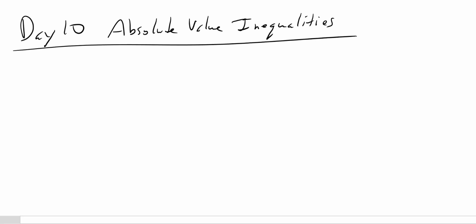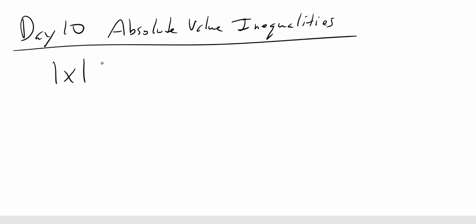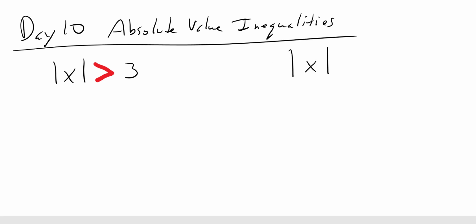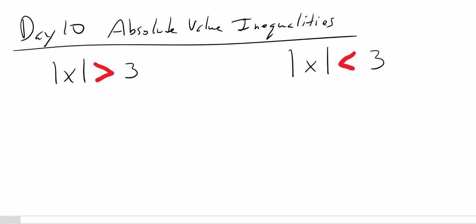Okay, absolute value inequalities. Basically, there are two types. I'm going to start with some really basic ones, and then we're going to get to a little more aggressive ones where you have to solve a little bit more. You can either have absolute value of x is greater than, we'll say, 3, and the other one is absolute value of x is less than 3. Those are the two types. You're either going to have a greater than symbol or a less than symbol.